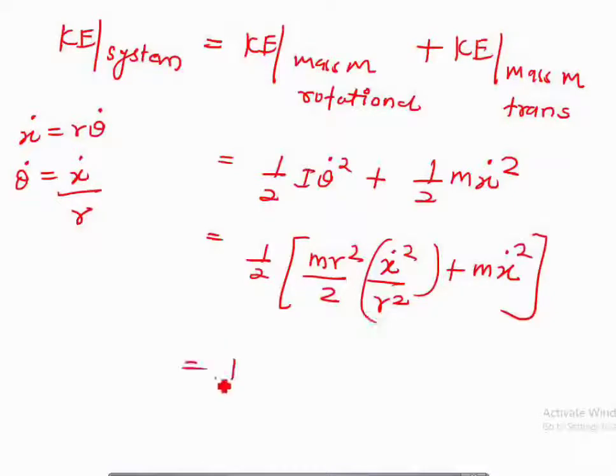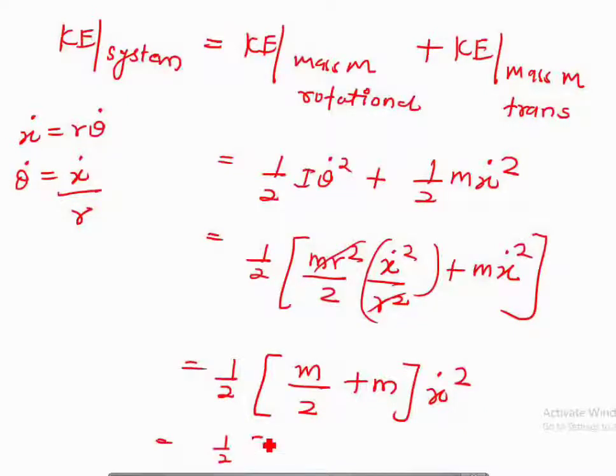Okay, now what common will you get? This r squared and r squared will get cancelled, so you will get small m divided by 2 plus small m into x dot squared. Okay, so what you will get? 3m divided by 2 into x dot squared, and this bracket term is nothing but m equivalent into x dot squared. So comparing, the first parameter which they have asked you to find out, m equivalent, is equal to 3m divided by 2.